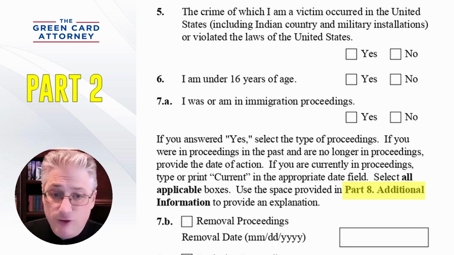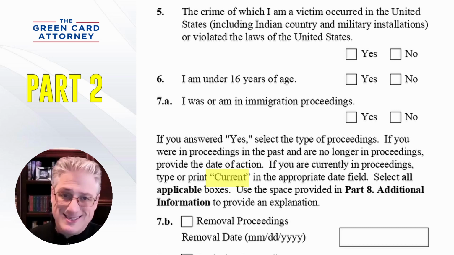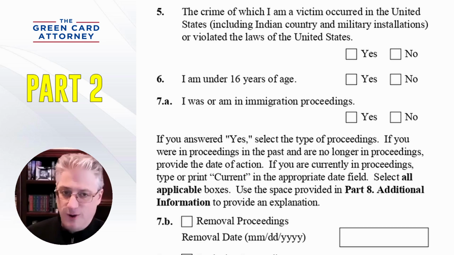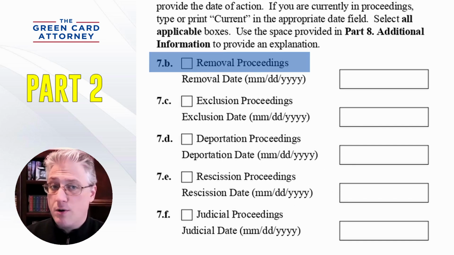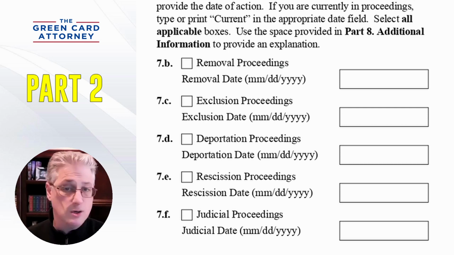If you're currently in these procedures, you have to write current, meaning if you're charged with a crime or something is still going on right now, you indicate current. If it happened in the past, indicate that. The first checkbox for removal applies if you are in a court process with the Executive Office of Immigration Review, that's EOIR, otherwise known as Immigration Court.